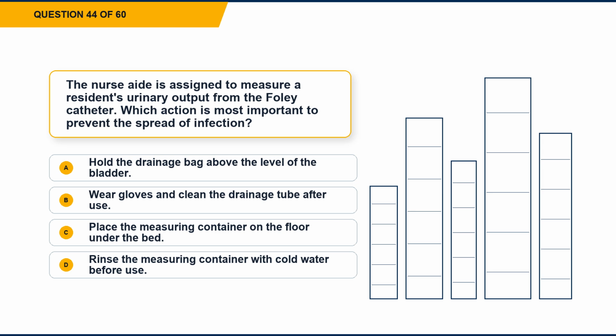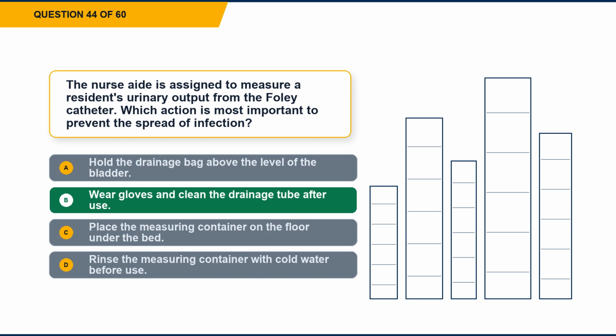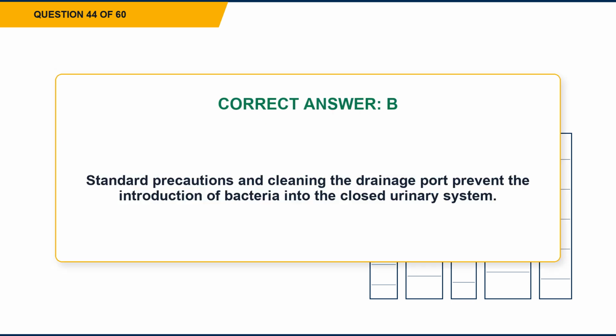Question 44. The nurse aide is assigned to measure a resident's urinary output from the Foley catheter. Which action is most important to prevent the spread of infection? Option A, hold the drainage bag above the level of the bladder. Option B, wear gloves and clean the drainage tube after use. Option C, place the measuring container on the floor under the bed. Option D, rinse the measuring container with cold water before use. The correct answer is option B, wear gloves and clean the drainage tube after use. Explanation. Standard precautions in cleaning the drainage port prevent the introduction of bacteria into the closed urinary system.